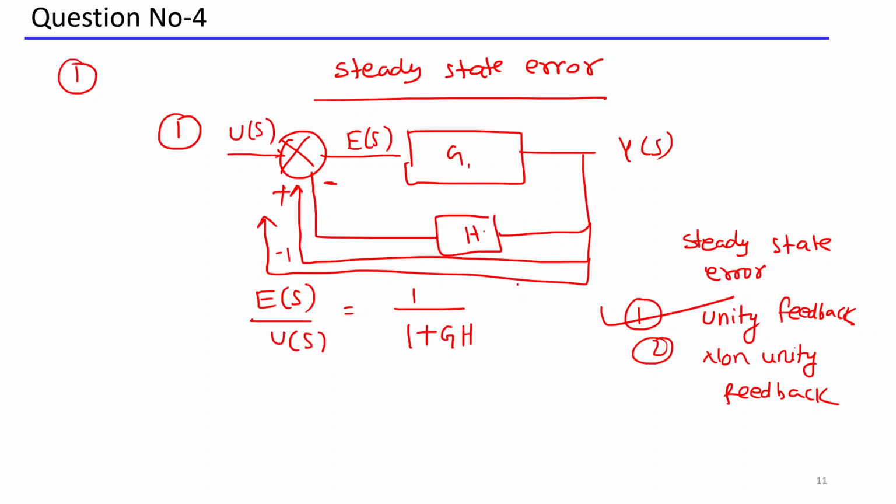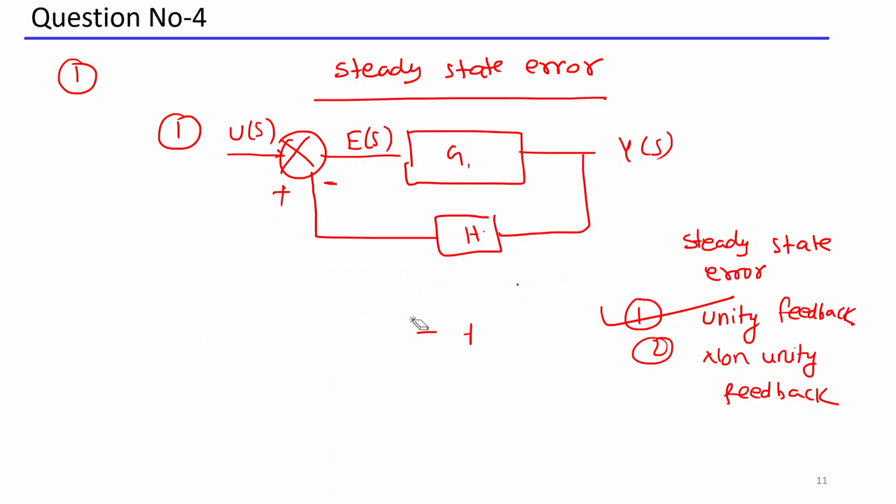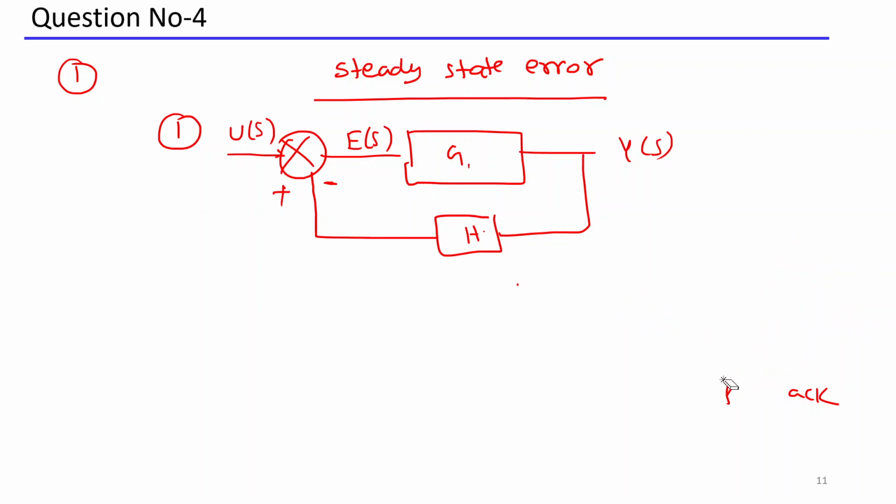Yes, sir. Suppose a non-unity feedback system. We give the positive and negative signal, so that we get a unity feedback system. Suppose you take this example, with G and H. Can you find out the steady state error of this non-unity feedback system? It is not a unity feedback system.